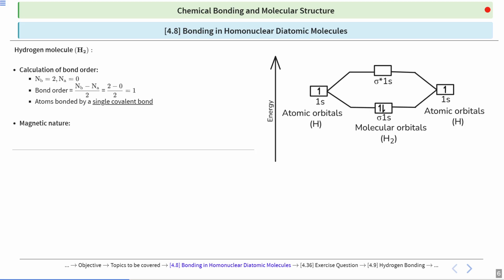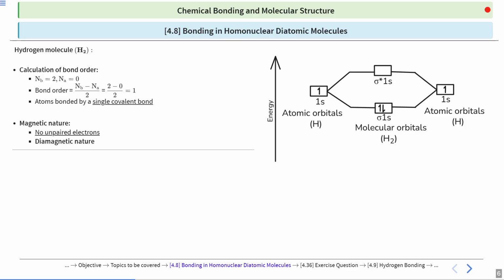Now let us try to understand the magnetic nature. There are no unpaired electrons, but which unpaired electrons are we considering? We don't have to look at the individual hydrogen atoms. We have to look at the electrons present in the molecular orbitals. There are 2 electrons in the same molecular orbital, which makes both electrons paired up. Therefore, this molecule overall will be diamagnetic, and it will be weakly repelled by the magnetic field.